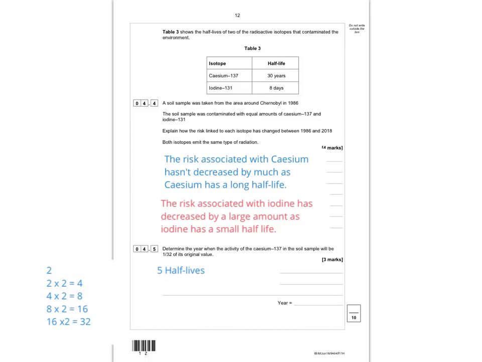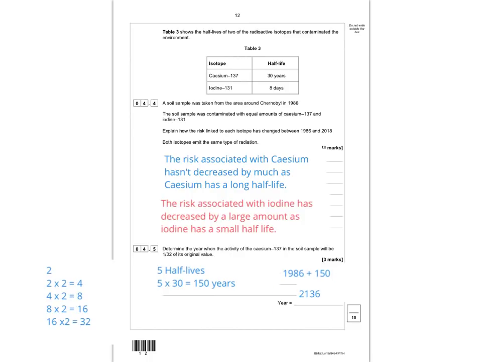Now for cesium-137, each half-life is 30 years, so we've now got 5 of those 30 years. We're going to do 5 times 30 to find the total number of years. You can see here that would give you 150 years. That's the second mark, how long it would take to go through 5 half-lives to get to 1/32 of your original value. Now we need to add 150 onto 1986 in order to find out when that would actually happen. So 1986 plus the 150 gives us the year 2136, and that will get you 3 marks for the question if you get 2136.